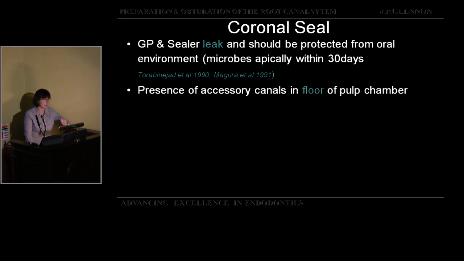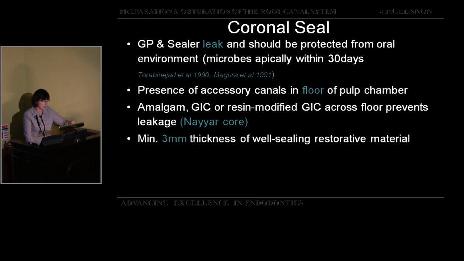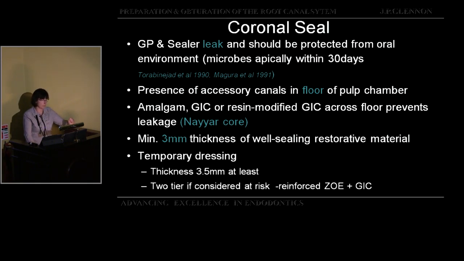There are accessory canals in the floor of the pulp chamber. So don't put in a wad of cotton wool and put a B&T on top of it. Put your B&T directly on top of the GP, because they may not come back next week. If you have time, put in an amalgam or a glass ionomer, a resin-modified glass ionomer. Make sure it's at least 3 millimeters thick. And that goes for your temporary restoration.